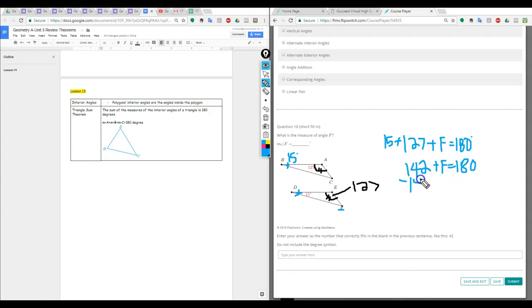So 142 is the subtraction property of equality. So then we have 142 minus 142 is 0 plus F. And that's going to equal 180 minus 142 is going to give us 38 degrees. So 0 plus F is F equals 38 degrees. So the measure of angle F is 38 degrees.